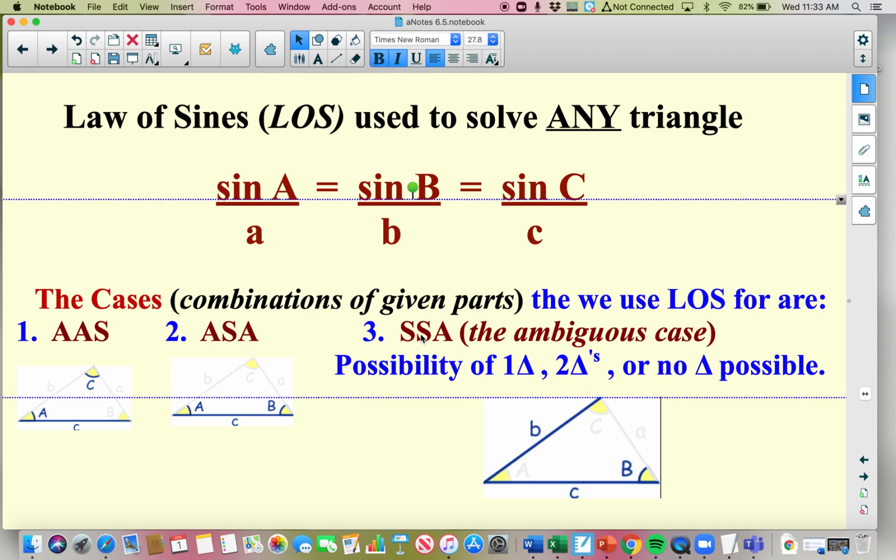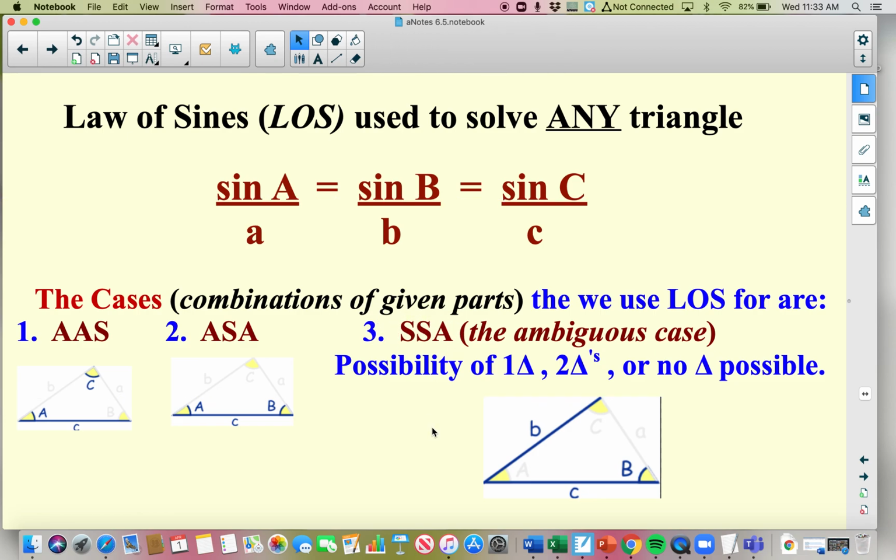So I will put real high emphasis on number 3, the side side angle. You do at least need to recognize that one for the ambiguous case. So if it helps, it's the bad word spelled backwards, side side angle. So that's the one you need to be cautious of. So I will come back to that as we look at some examples.